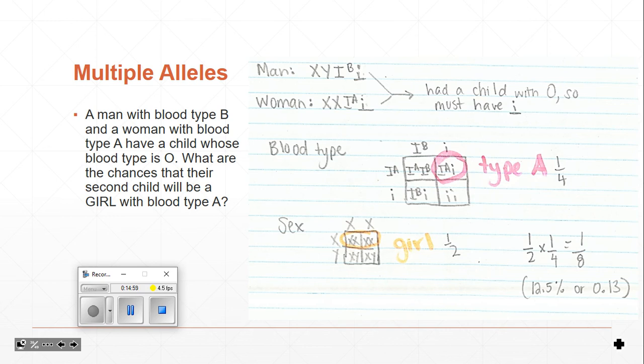Then I take those two numbers and I multiply them, not add, multiply. So I got 1 out of 4 for blood type, 1 out of 2 for girl. So I went 1 out of 2 times 1 out of 4. When you multiply fractions, you just multiply straight across. Denominator times denominator on the bottom, numerator times numerator on the top. That gives me 1 out of 8. The percentage for that is 12.5, or if you round it up, it's 13%. And if you were going to put a probability between 0 and 1, it would give 0.13.